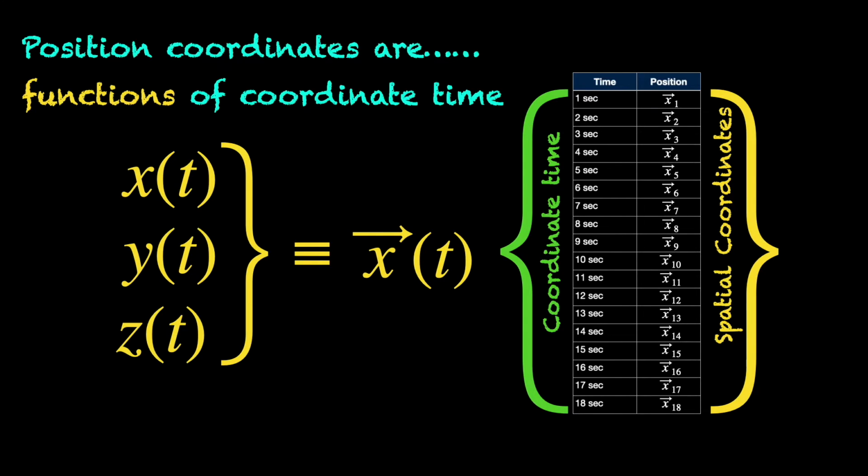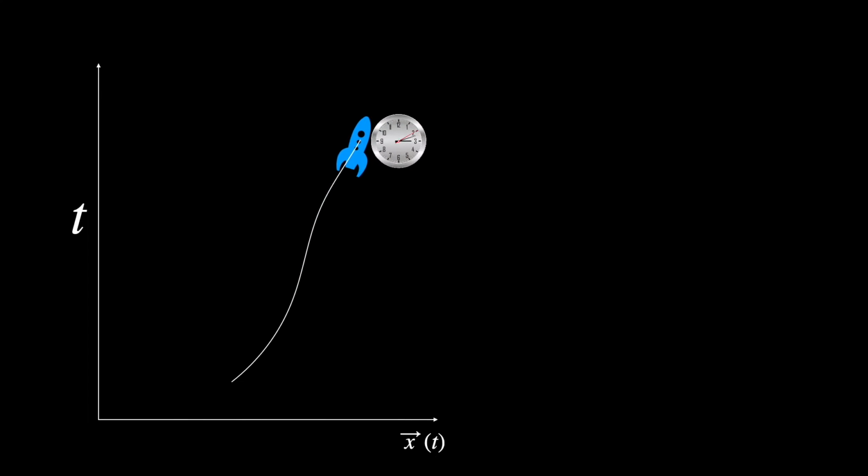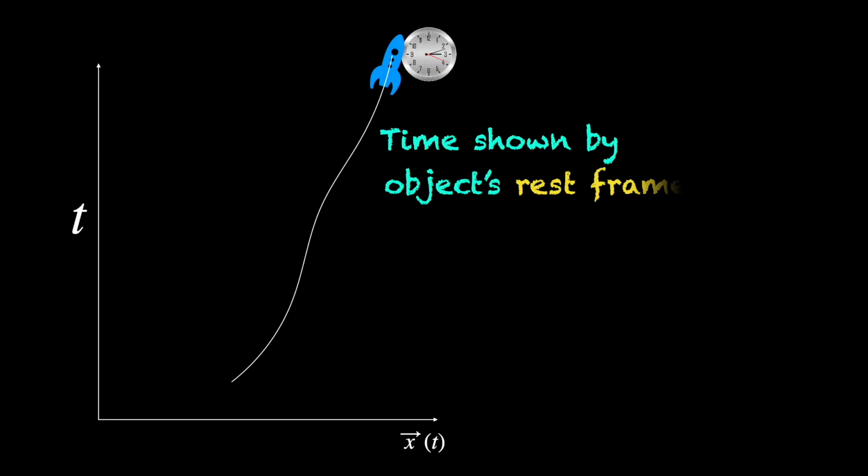Now the moving object, if it has mass, also has a clock of its own, one that is moving with the object and therefore is the rest frame clock of the object. Time shown by this clock is called the proper time, usually denoted by the symbol tau. Naturally, this clock also ticks as the object moves, but at a different rate than the clock we observers use.